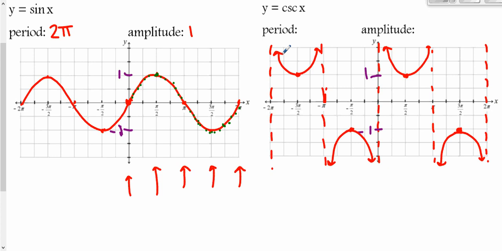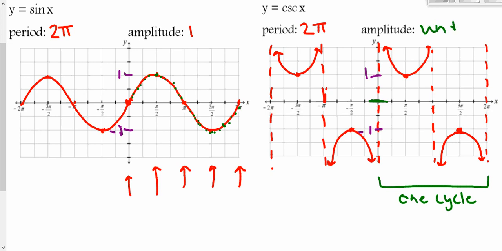Now, what's the period? So what's the width of one cycle? One cycle has one U-shaped curve going up and one U-shaped curve going down. So the width of one cycle is 2 pi. So the period is 2 pi, just like it was for the sine graph. And what's the amplitude? Amplitude is the distance from the middle to the top. There is no top, so it's undefined, just like it was for tangent.